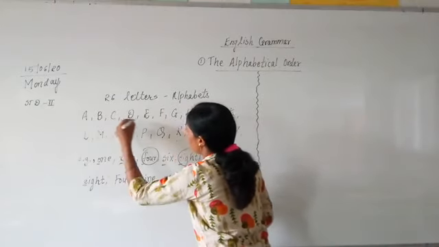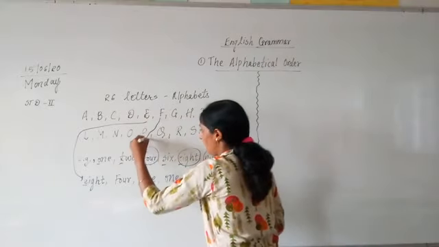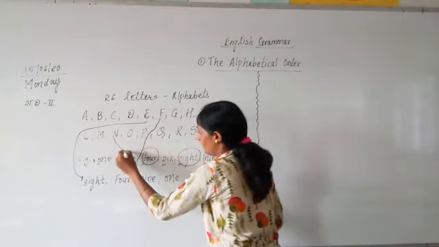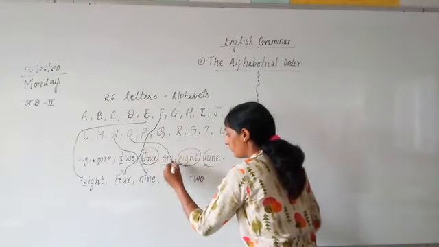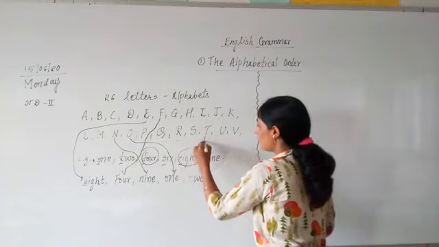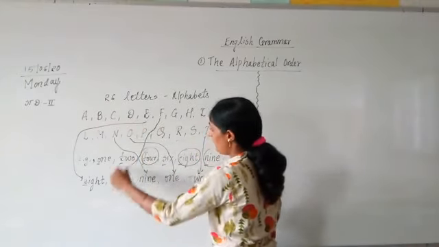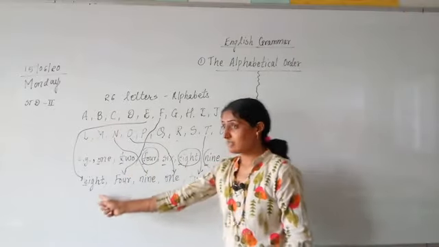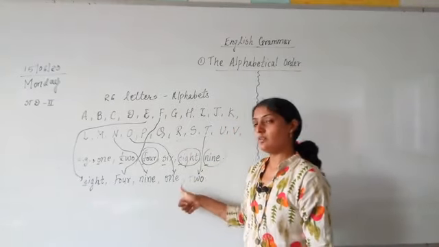First is E, correct? After that is F. After F, what is there? N. After N, what is there? O, and after O is T. So the sequence is first E, F, N, O, T. So what is our answer? Our answer is 8, 4, 9, 1, 2.